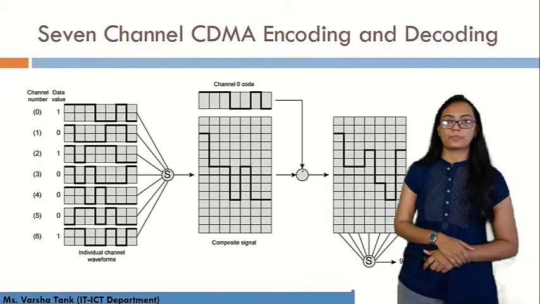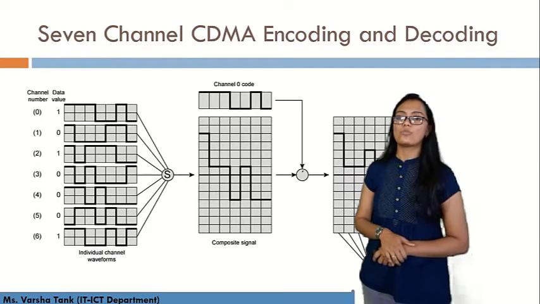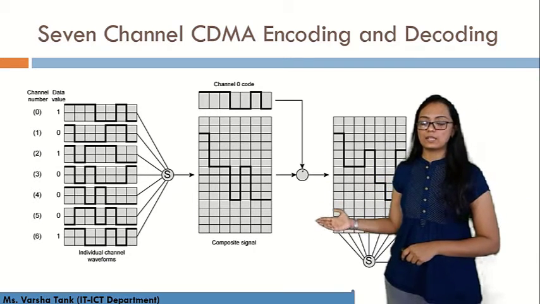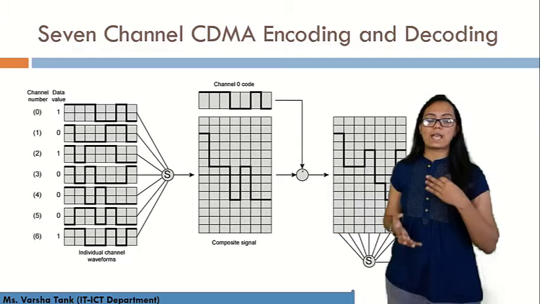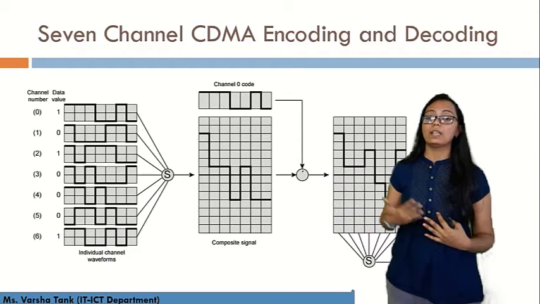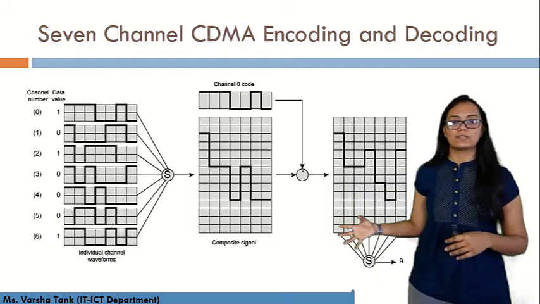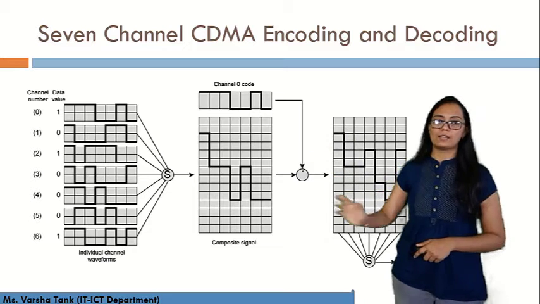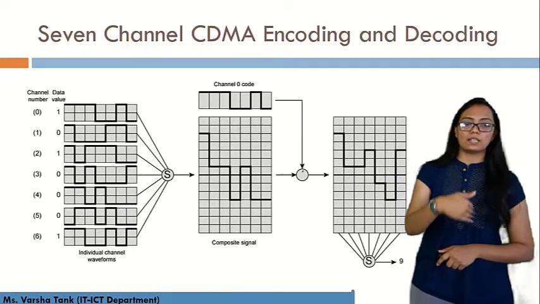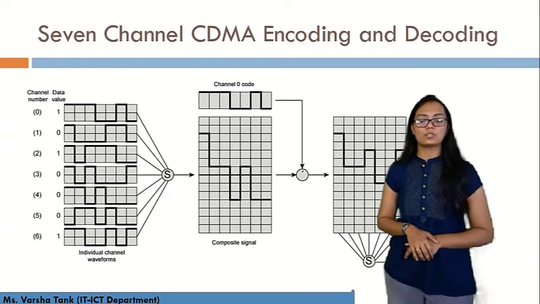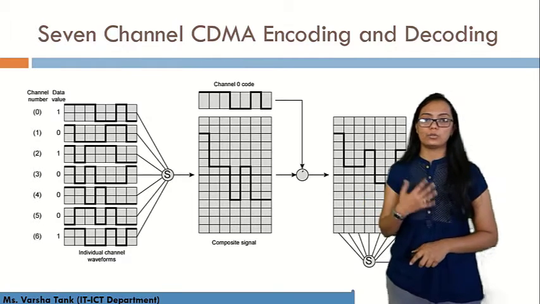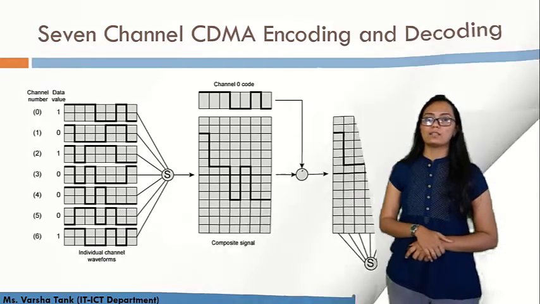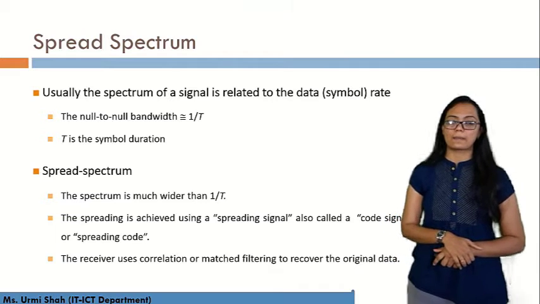Mixing will be performed. These are examples of 7-channel CDMA encoding and decoding. As you can see over here, multiple signals have been multiplexed and encoded, and then finally at the receiver they are decoded. So this is an example of 7-channel CDMA. 7 different signals are transmitted, one from each channel, and finally the encoding and decoding process is done in the CDMA technique, that is code division multiple access.